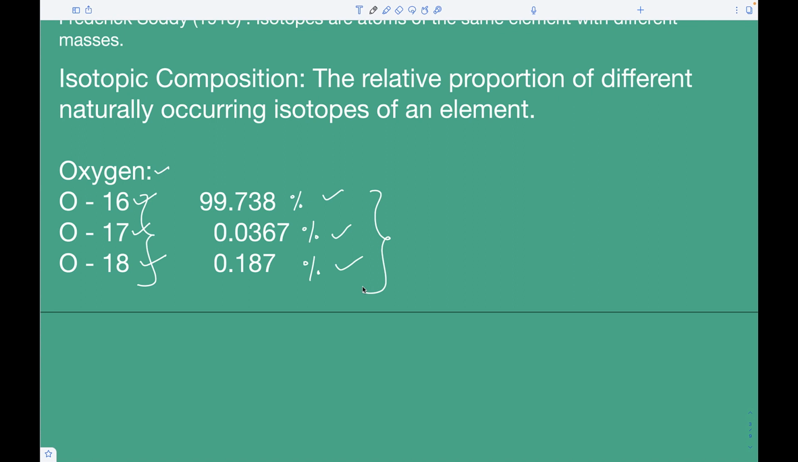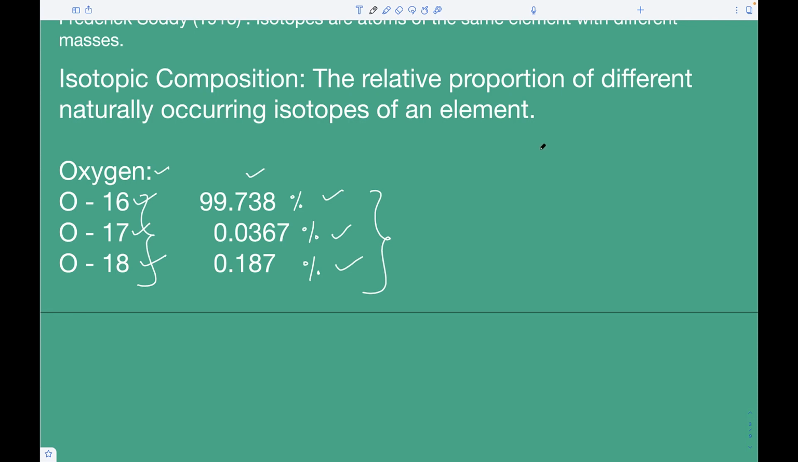You take a sample of oxygen from Hyderabad, or you take a sample from Mumbai, or from Los Angeles, or from any other place. The isotopic composition of oxygen is pretty much the same. There may be a slight variation, but we can ignore that for our purpose.